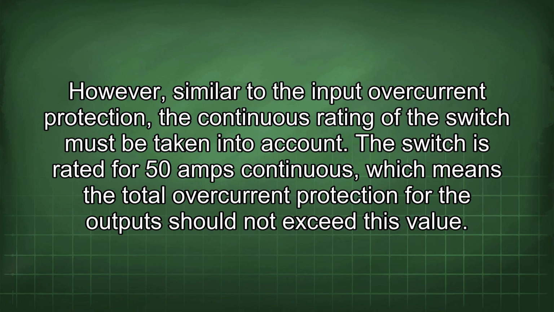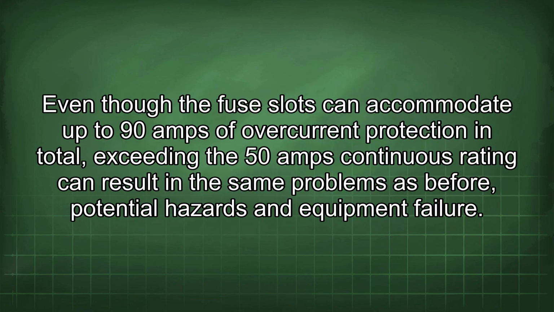However, similar to the input overcurrent protection, the continuous rating of the switch must be taken into account. The switch is rated for 50 amps continuous, which means the total overcurrent protection for the output should not exceed this value. Even though the fuse slots can accommodate up to 90 amps of overcurrent protection in total, exceeding the 50 amps continuous rating can result in the same problems as before: potential hazards and equipment failure.